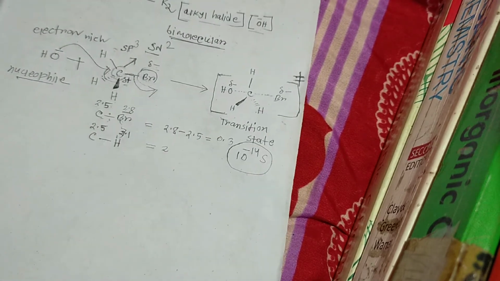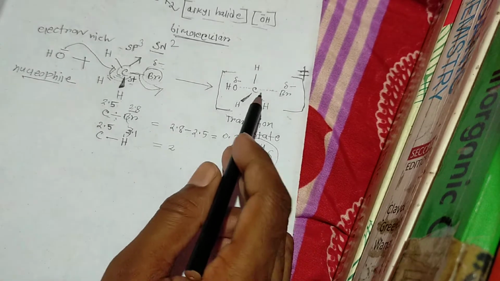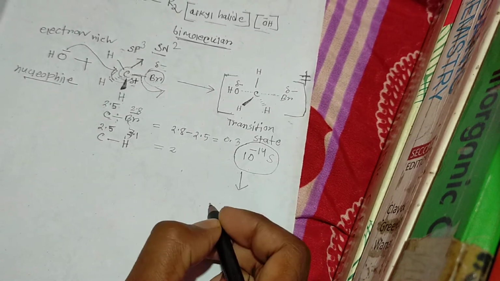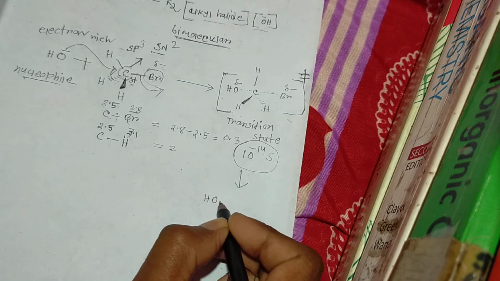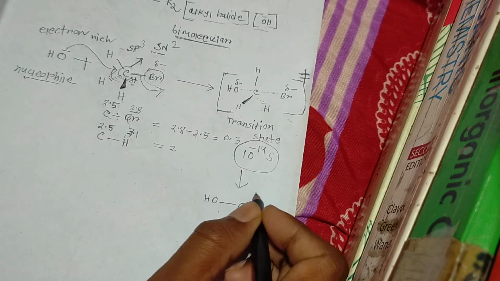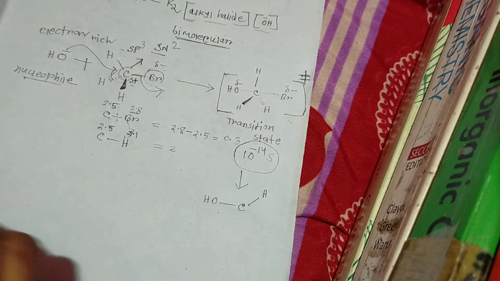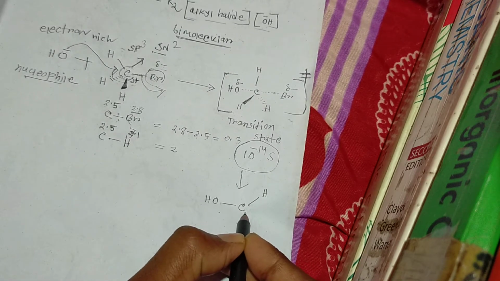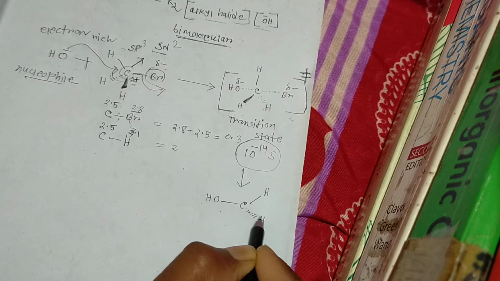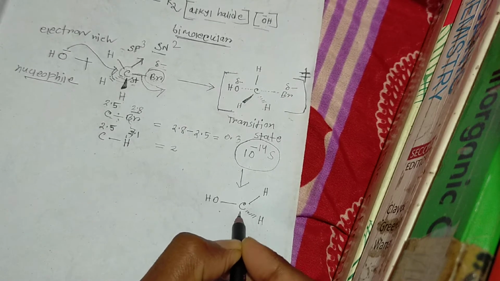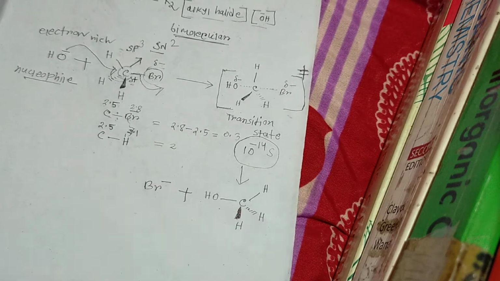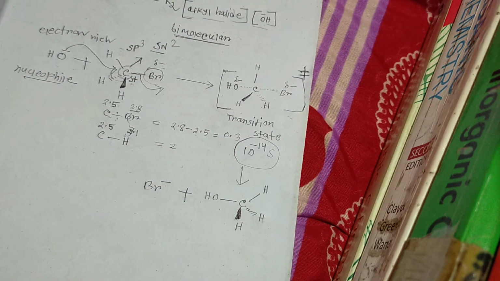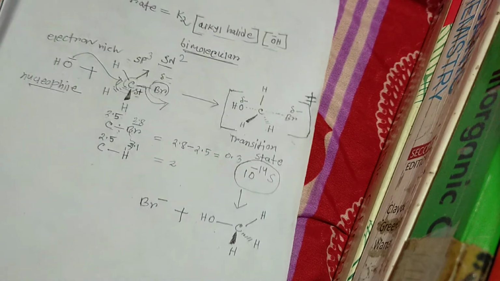From this transition state we obtain the product: Br minus is removed and OH minus is added to the carbon atom, and the product is this, along with Br minus. So you've got it. It is simple and very interesting.